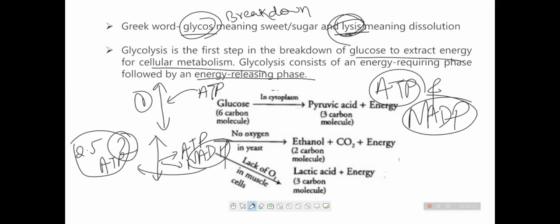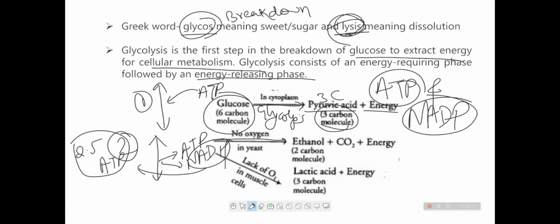This is the process. Glucose. This is a glucose 6-carbon molecule in the cytoplasm. It is converted into pyruvic acid plus energy. That is a 3-carbon molecule, this is pyruvic acid. This process is known as glycolysis. Right?